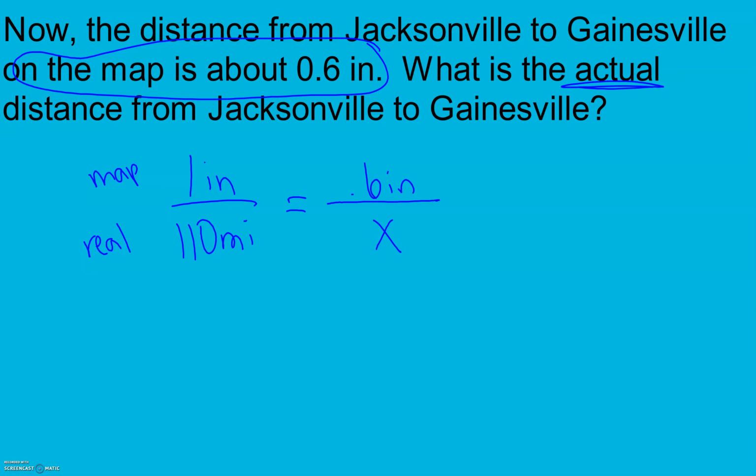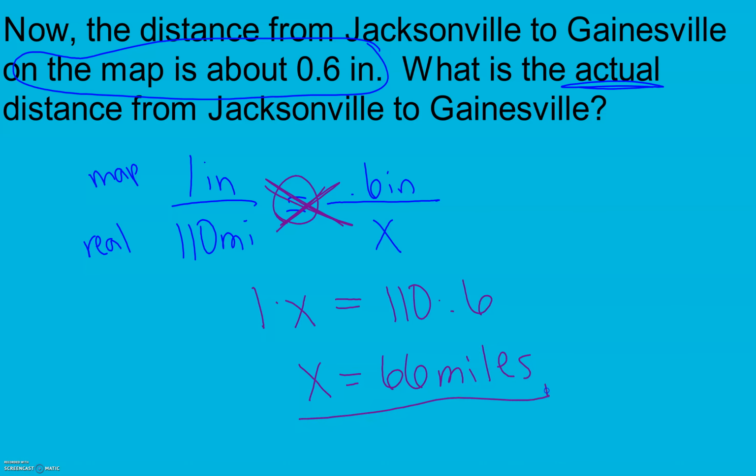Again, we have proportions set equal to each other, so we can cross multiply, set our cross products together. 1 times x equals, because our proportions are equal, 110 times 0.6. When I do this, I get x equals 66 miles. So it's about 66 miles from Jacksonville to Gainesville. Keep in mind that sometimes roads curve and things like that, and our measurement might not be exactly 0.6, but a rough estimate is 66 miles.